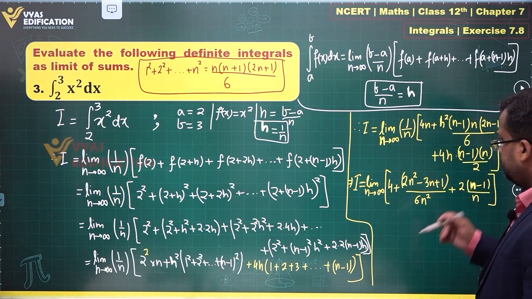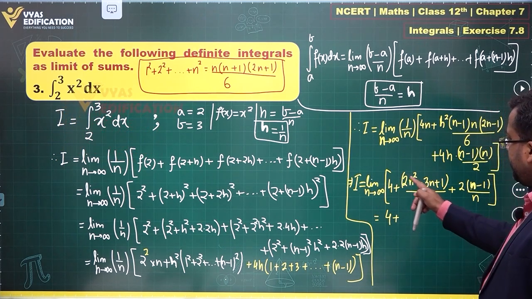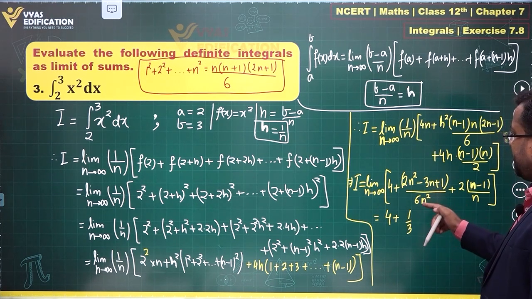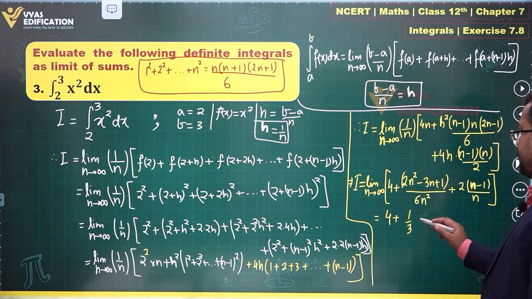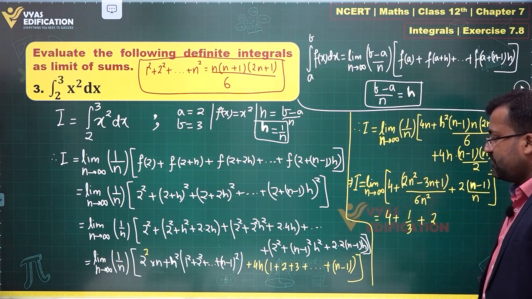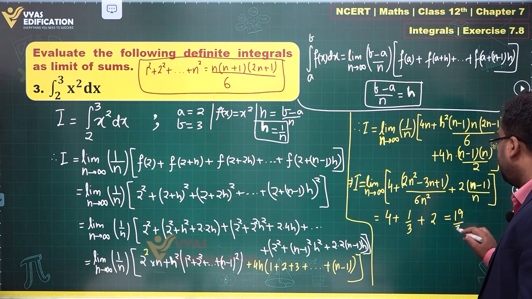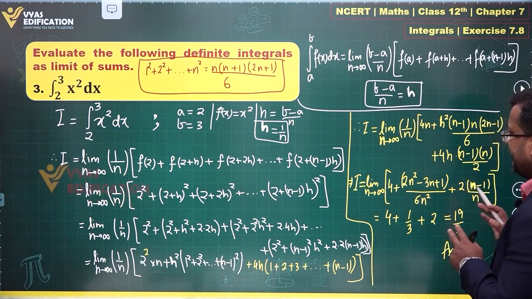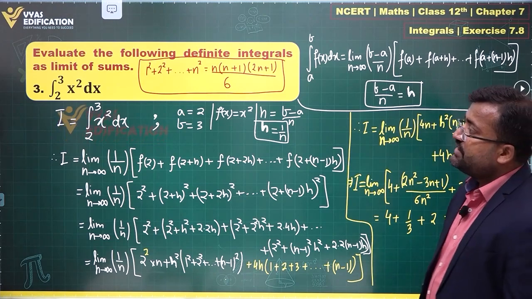Yes. Now, limit can be applied, and what do you get? Limit n tends to infinity, this will be 4 plus, what will this be? 2n square upon 6n square, that will be 1 by 3. 3n upon 6n square will be 0. This will be 1 by 2n, which will be tending to 0. 1 upon 6n square will be 0. What about this? This will be 2. 1 minus 1 upon n will be again 0. So this is what you get. 4 plus 2 is 6 plus 1 by 3. This is 19 by 3. That's my correct answer for this particular question, right? That's the final answer, and that's the complete solution for this question, as you can see over here.